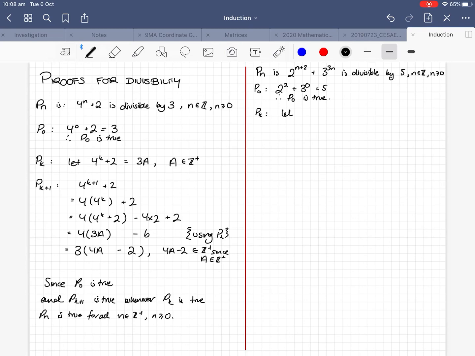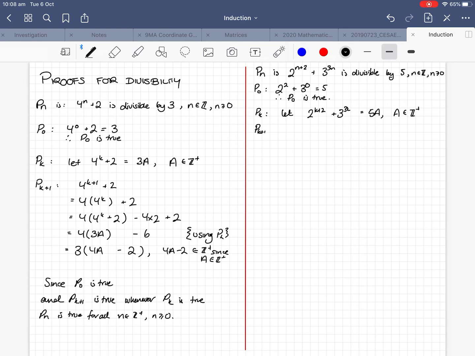Pk, we're going to let 2 to the power of k plus 2 plus 3 to the power of 3k be equal to 5a, where a is some non-negative, in fact, some positive integer.